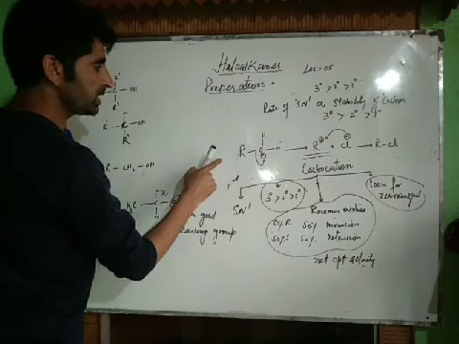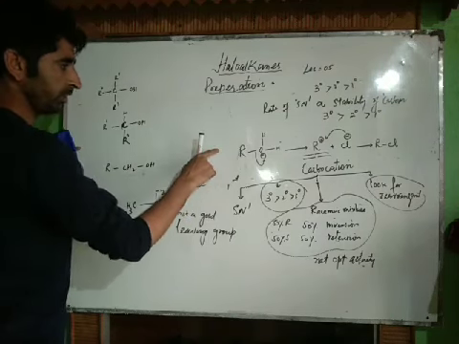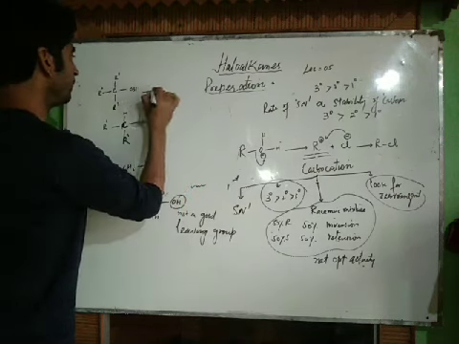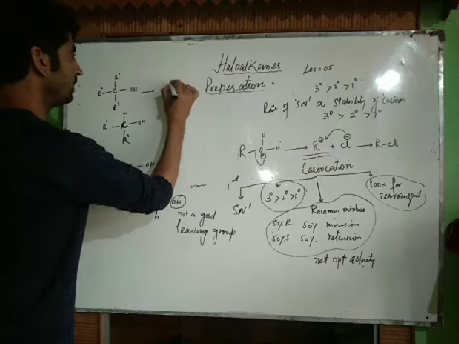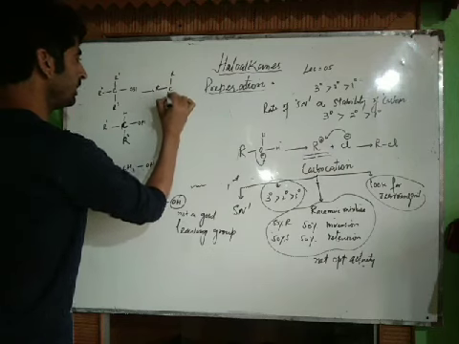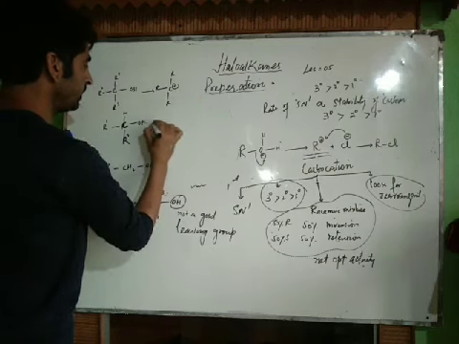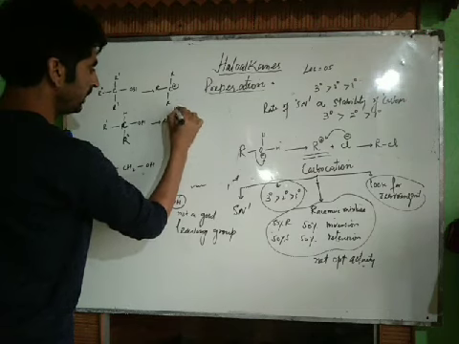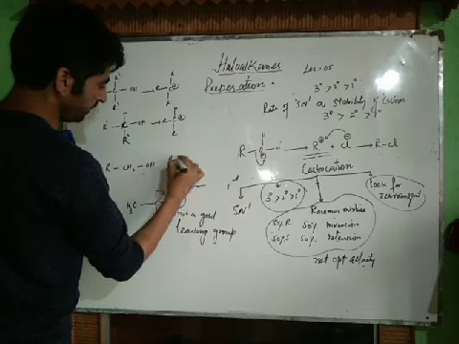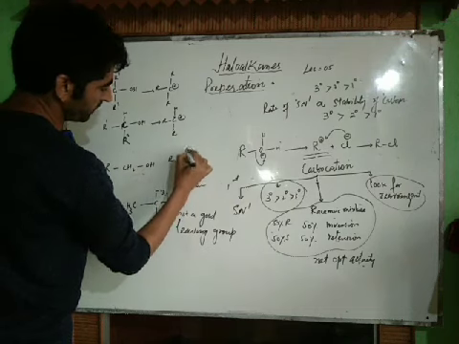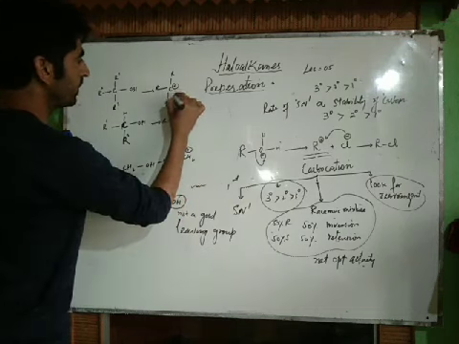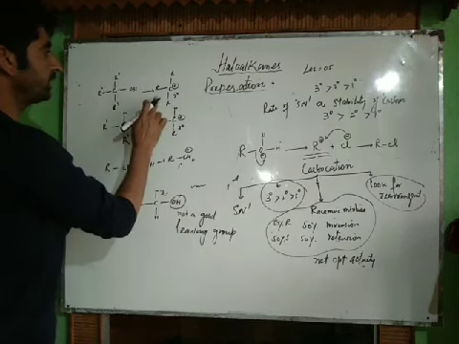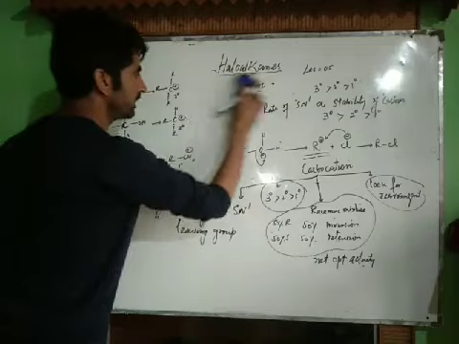Now see, when Lucas reagent is added to alcohol, in this process carbocation is formed. We form the carbocation R3C positive, then R2CH positive, then here carbocation RCH2 positive. Now this is the most stable carbocation, tertiary. This is secondary, this is primary. This will readily react with Lucas reagent.